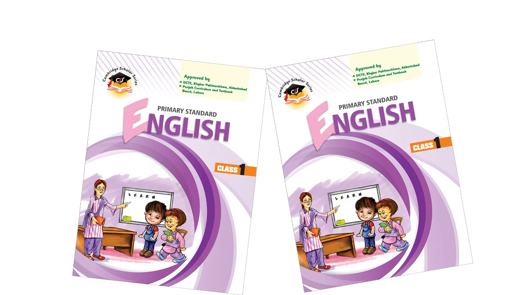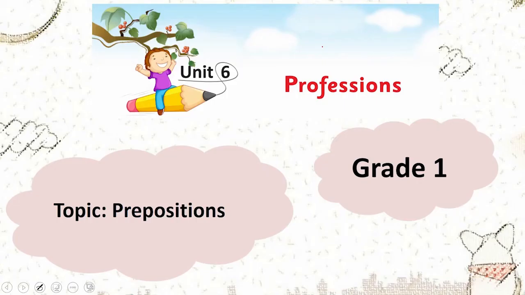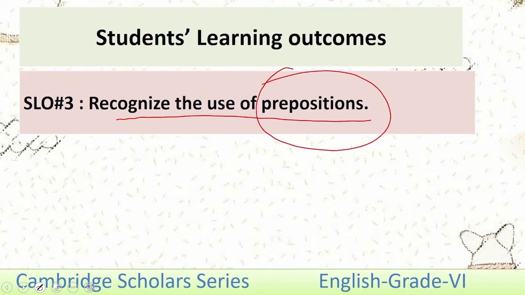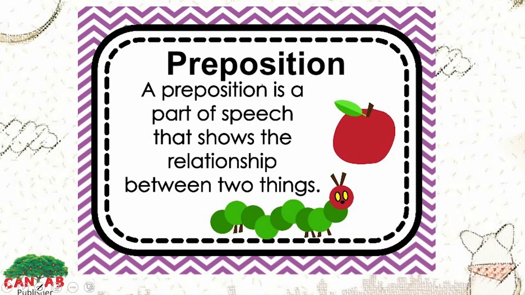Before starting the lesson, dear students, you must have with you your Class 1 English textbook. We are going to start our lesson from Unit 6, Professions, and our topic of today's lesson is prepositions. The objective of this lesson is to recognize the use of prepositions. First, we will discuss what prepositions are. You have learned the concept of preposition in your previous chapter too, so this is a revision of this topic. Let me tell you what prepositions are.